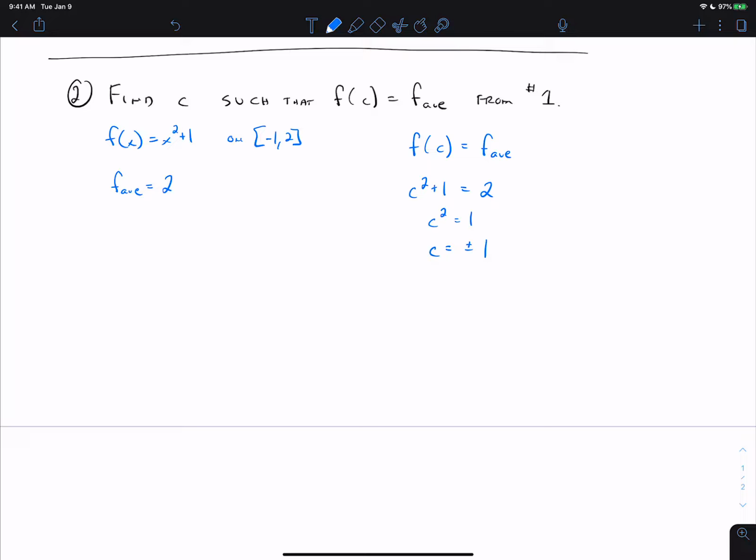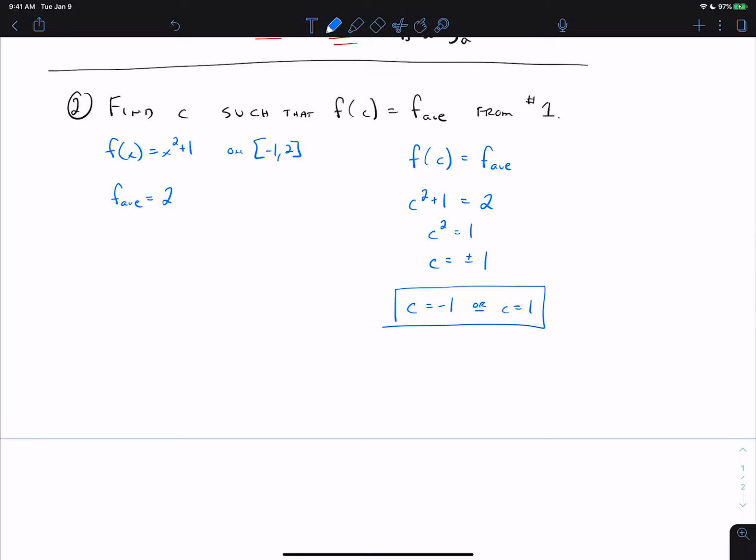In this problem, both of those are in the interval -1 to 2. So we have two answers to the question. C equals -1 or C equals +1. At both of those x values, we would have it such that f of -1 is 2 and f of 1 is 2. We can check that quickly by plugging in.